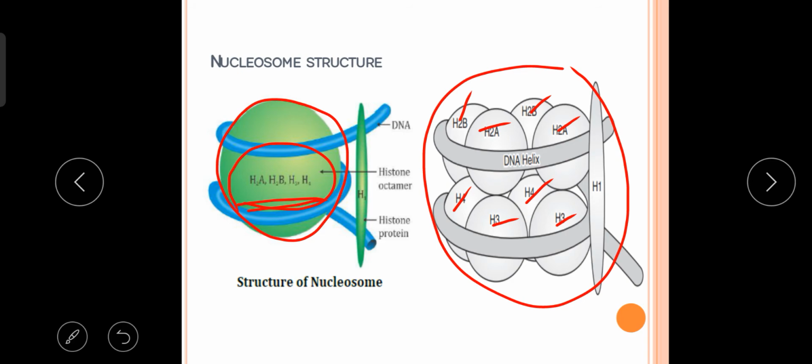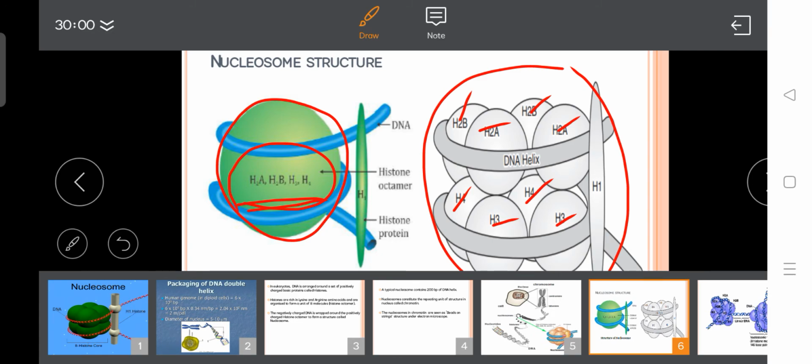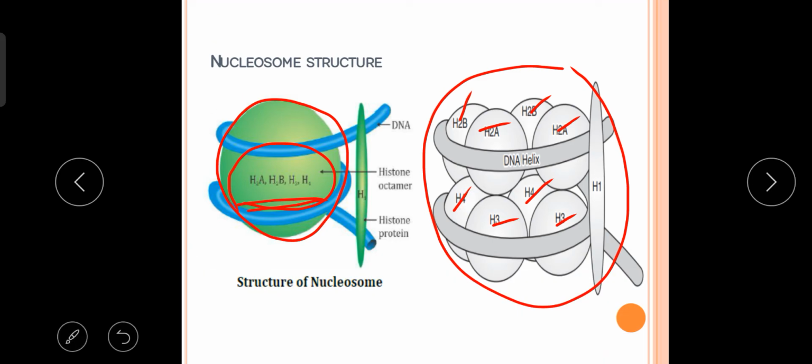Yes, how many? 1, 2, 3, 4, 5, 6, 7, 8. There are 8 histone proteins present in the nucleosome. And that is why this is called the histone octamer. Octamer means 8 molecules. Okay? Do you get my point?